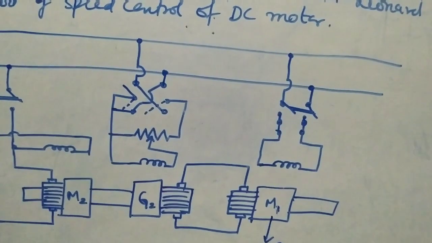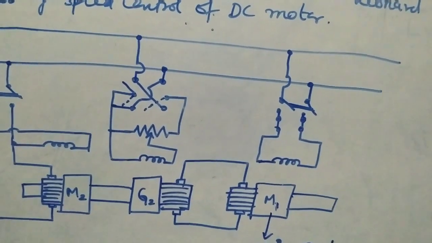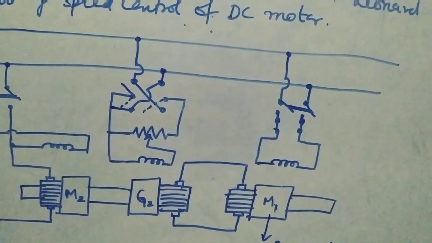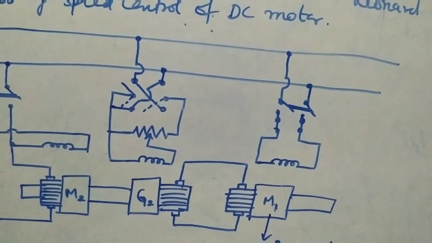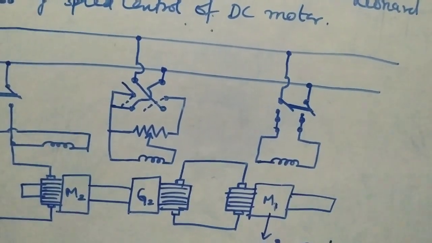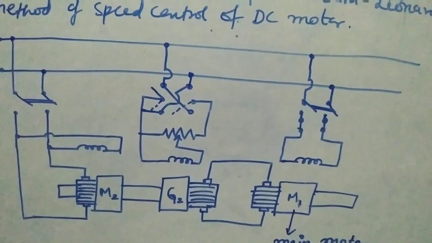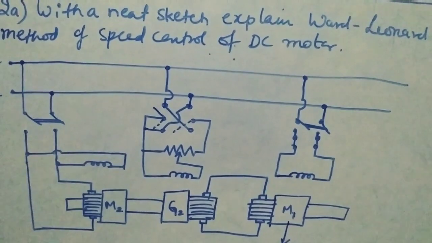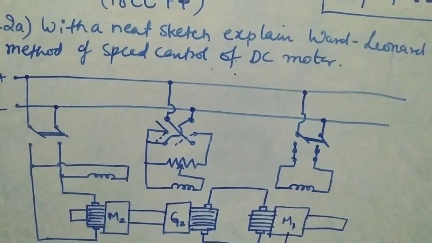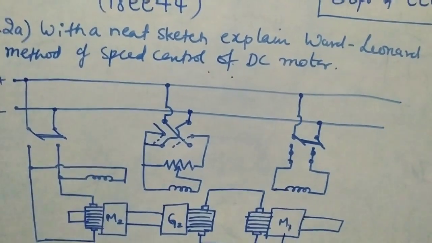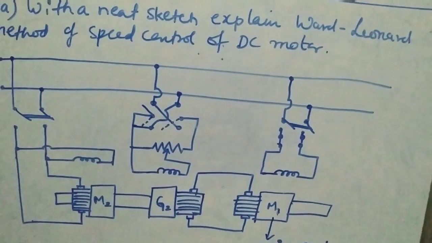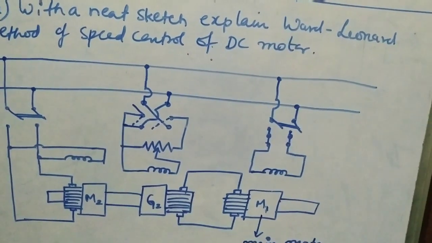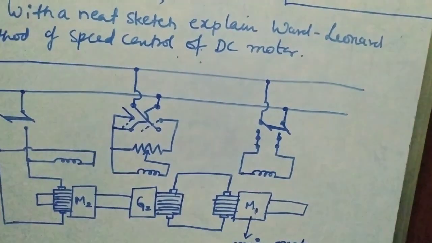Like this, when the load is suddenly decreased on the motor M1, then the motor M2 from the set is going to speed up, which allows the energy to be stored in the flywheel. So this much part we need to explain about the speed control of a DC motor by using the Ward-Leonard method. Now let us see the next part of the question, which will be based on the starter. They have asked: explain the operation of a 3-point starter with a neat sketch.